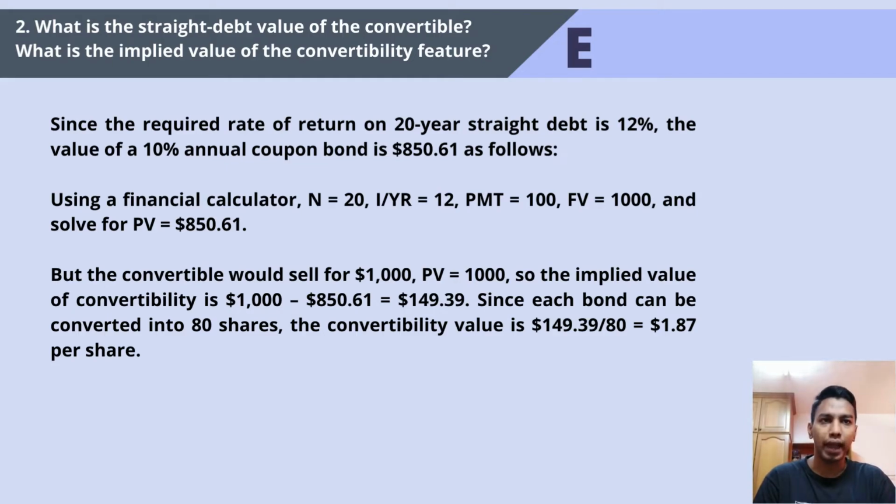Using a financial calculator, N is 20, I/YR is 12, PMT is 100, FV is 1000, and solve for PV equal to $850.61. But the convertible would sell for $1000, so the implied value of the convertibility is $1000 minus $850.61 equal to $149.39. Since each bond can be converted into 80 shares, the convertibility value is $149.39 over 80 equal to $1.87 per share.